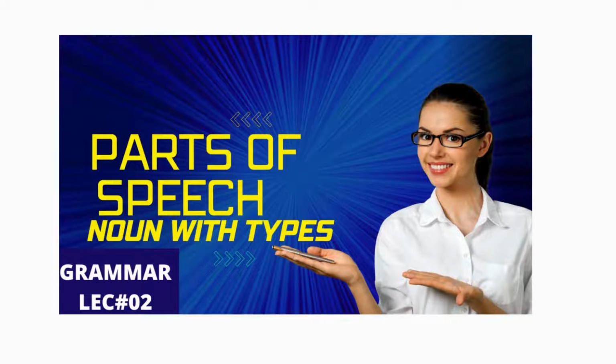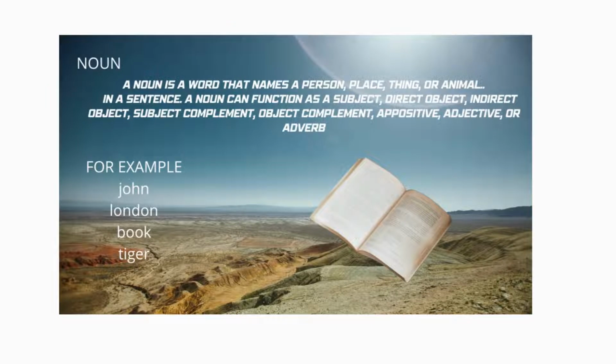Welcome to lecture number 2 of Parts of Speech. In this lecture, we will learn the noun and along with its types. The first is, what is noun? Noun is a word that names a person, place, thing, or animal.